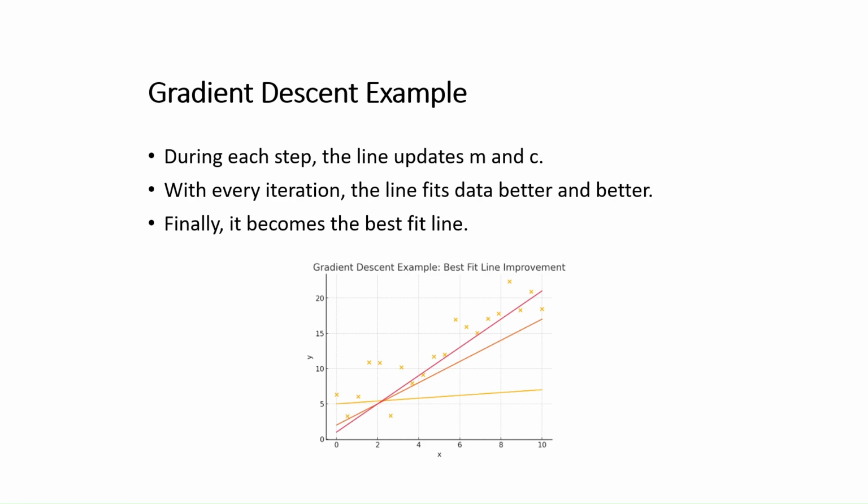The next slide is the gradient descent example. Here is one example where during each step the line updates m and c. Then with every iteration, the line fits the data better and better. And finally, it becomes the best fit line.